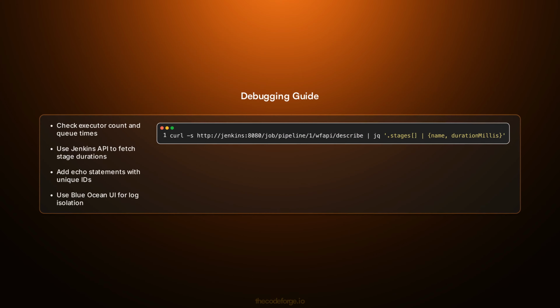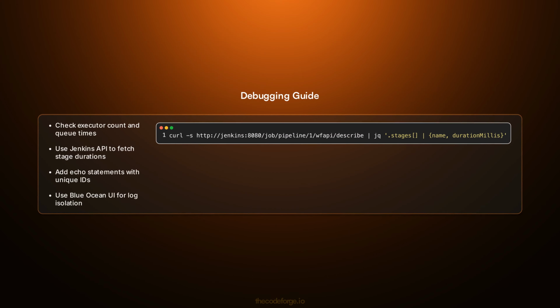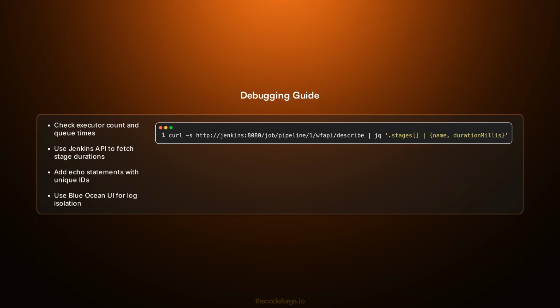To diagnose parallel stage issues, monitor executor utilization and queue times. Use the Jenkins REST API to fetch stage durations. Add echo statements with unique identifiers to track execution order, and use Blue Ocean UI for log isolation.